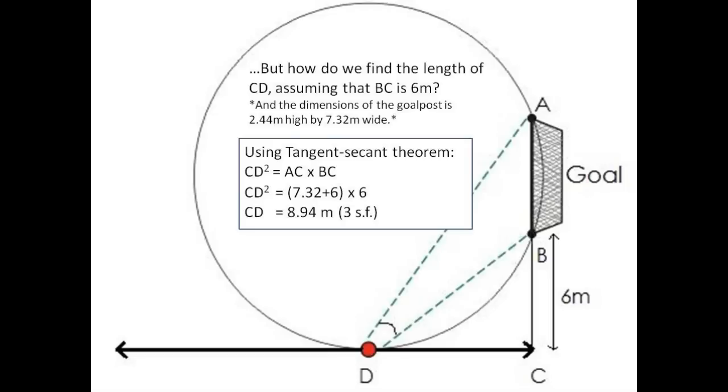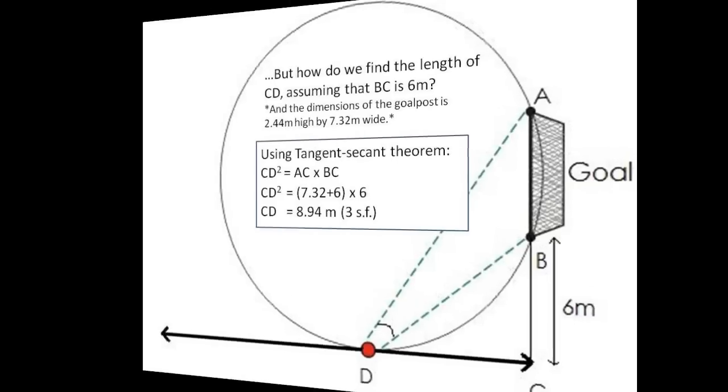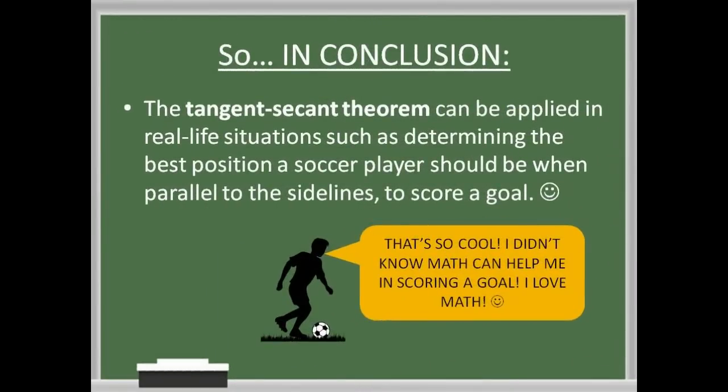to 3 significant figures. Therefore, if line BC is 6m, the best place the soccer player should stand to have the best chance of scoring the goal would be 8.94m away from the width of the field. In conclusion, the tangent-secant theorem can be applied in real-life situations.